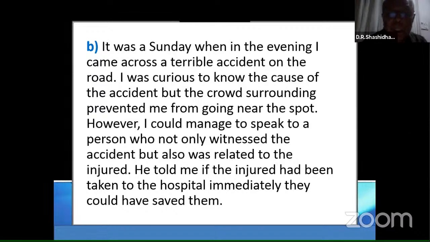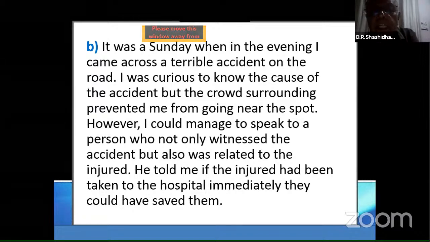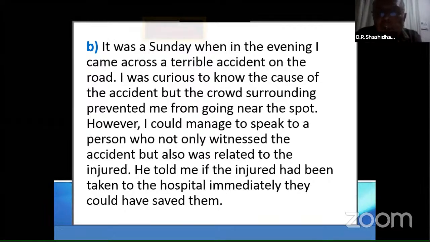Yes, ma'am. Next one, Jayalakshmi madam, is it a complex sentence? Can you tell me why you regard this as a complex sentence? "I was curious to know the cause of the accident" is one sentence. "But the crowd surrounding it prevented me from going near the spot." Madam Jayalakshmi, I hope I'm making it clear. "I was curious to know the cause of the accident" is one main clause. "The crowd surrounding it prevented me from going near the spot" is the second simple sentence. Both of them are joined together by means of a conjunction, "but". So, Madam Jayalakshmi, this is a compound sentence.